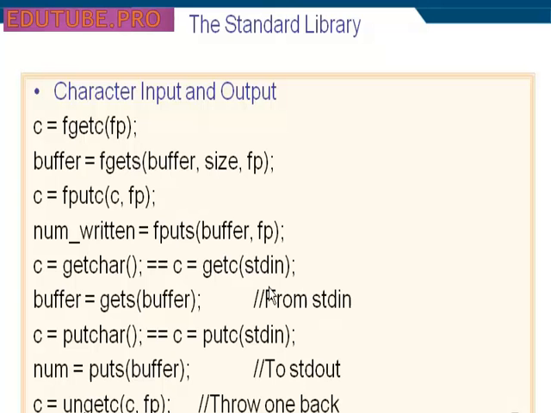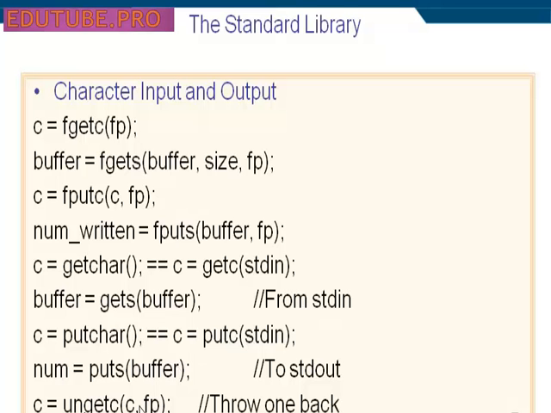gets of a buffer is like an fgets, but it reads from standard in. It takes in a string of data, characters mostly, puts those characters into the buffer, and returns the same pointer to that buffer. putchar with no file parameter is the same as putc to standard out. That's a little typo right there. That's putc to standard out, so putc will return the character that it writes. puts goes to standard out, and it returns the number of characters that it writes from the string in the buffer to standard out.